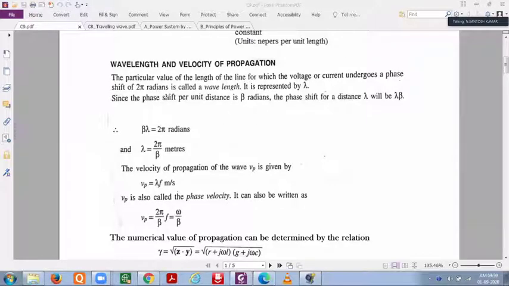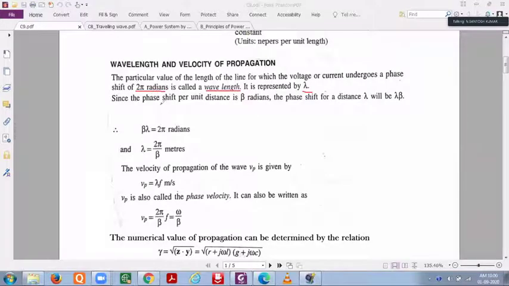As you know, all these terms are very familiar terms, because you know wavelength is nothing but one crest and trough make a wavelength, right? Or else the wave should undergo a phase shift of 2 pi radians, right? I'm not repeating those terms. So wavelength is the distance traveled by the wave for a phase shift of 2 pi radians, and it is denoted by lambda, right?